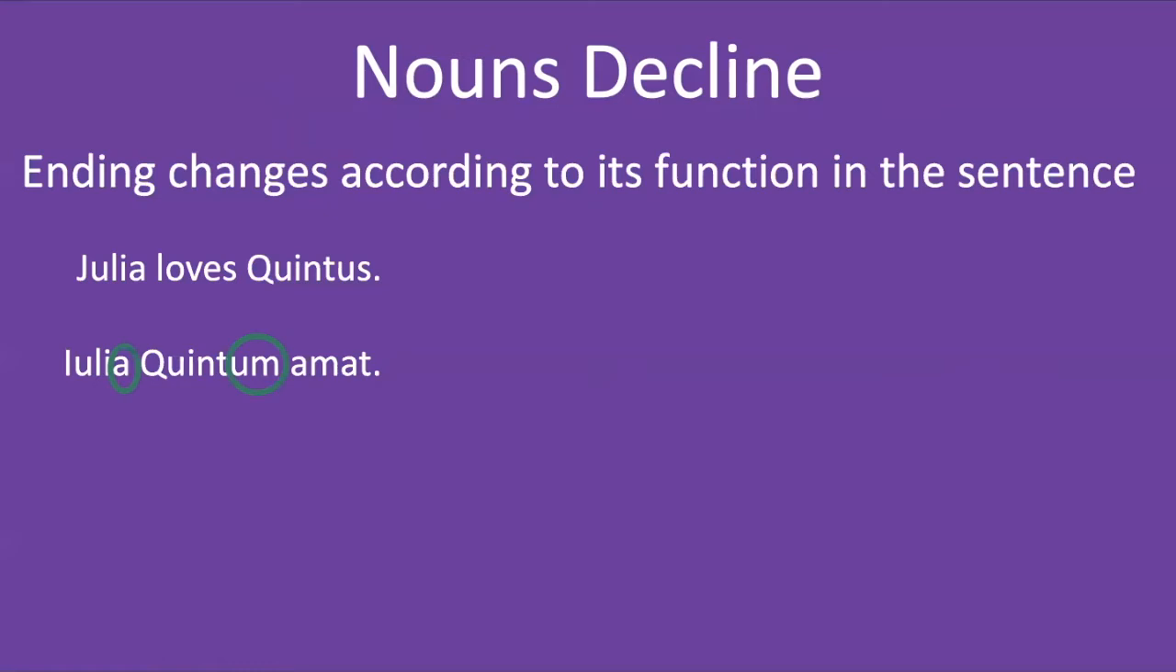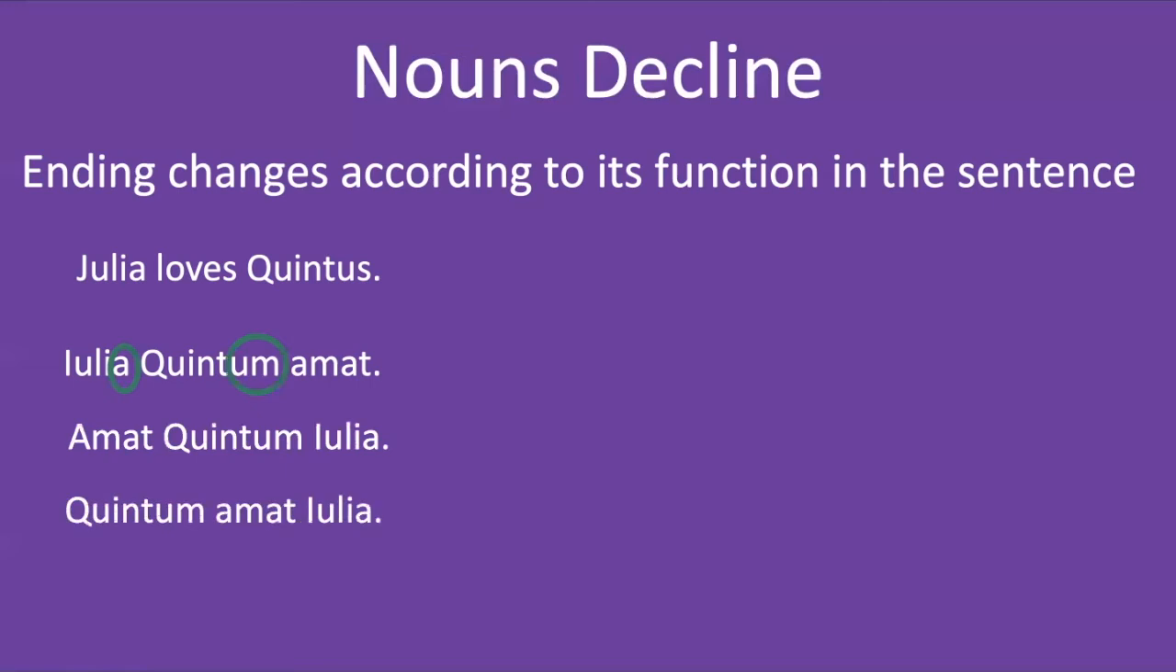So I've just restated this with Amat Quintum Julia and Quintum amat Julia. All three of these Latin sentences translate into English as Julia loves Quintus because it's the ending on that noun that determines its function, not the word order.